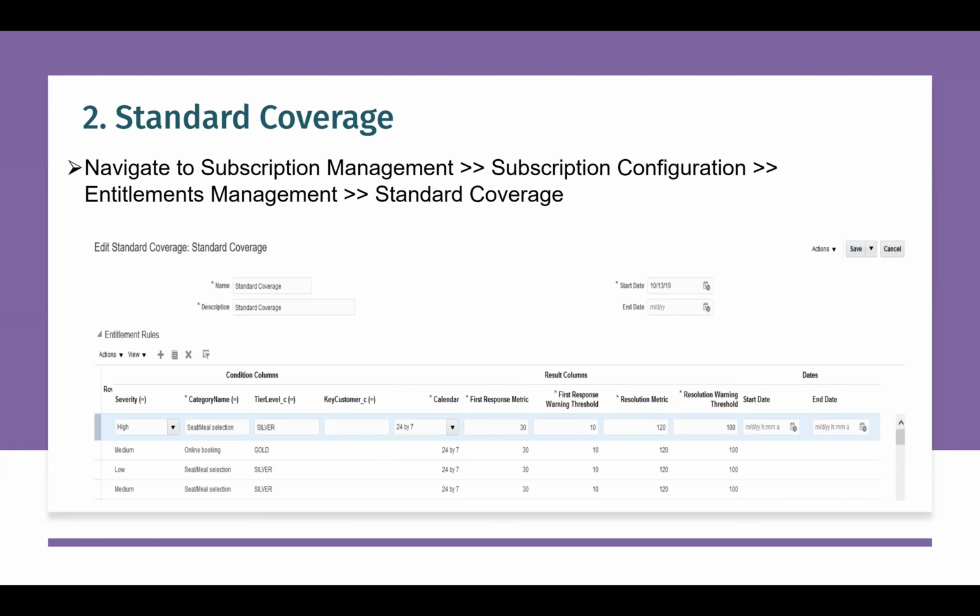So to navigate or to configure the standard coverage, we need to go to subscription management, subscription configuration, and then entitlement management. Then we can go to the standard coverage. So for defining this coverage, now we are only using the subscription management application. Earlier we had the contract management application, but that is deprecated. The contract management is now not being used for the entitlements.